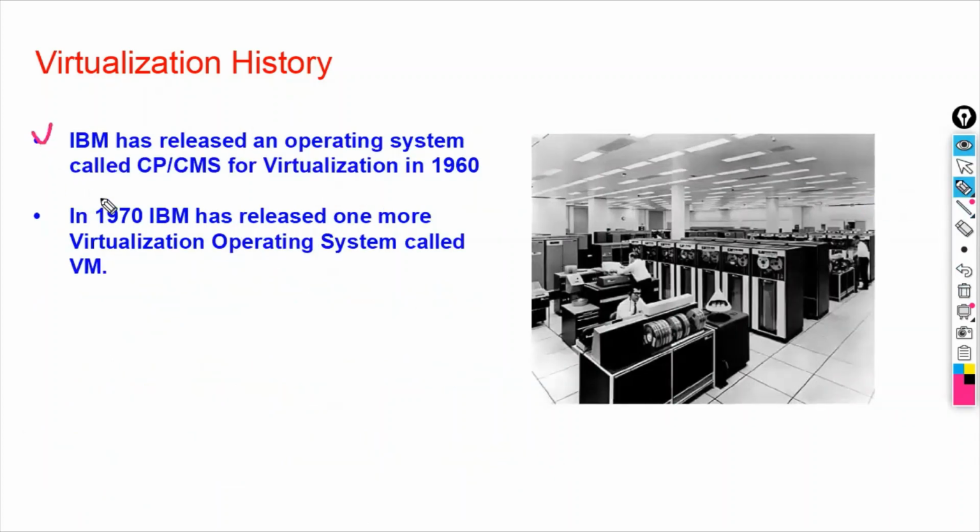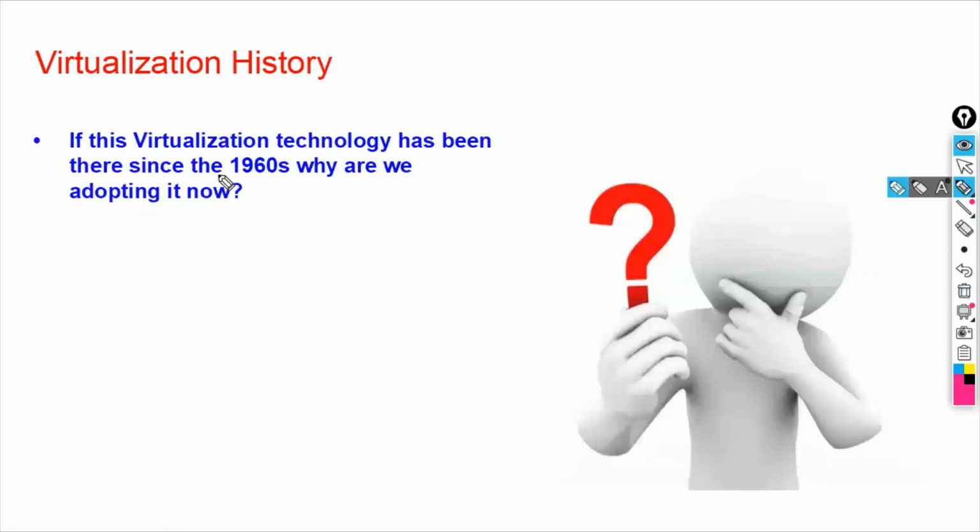IBM has released an operating system called CP/CMS for virtualization in 1960. In 1970, IBM has released one more virtualization software called VM. So these are the virtualization softwares. So you might be wondering if this virtualization technology has been there since 1960s, why are we adopting it now?